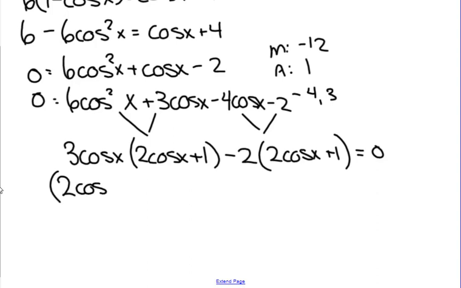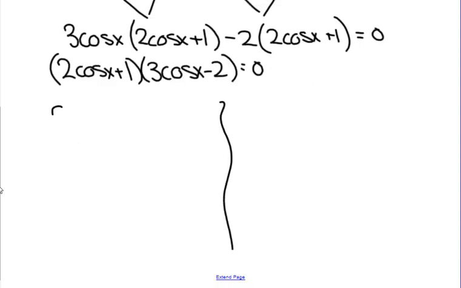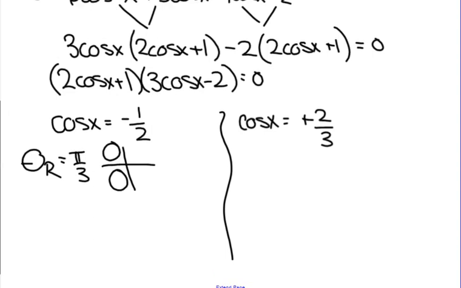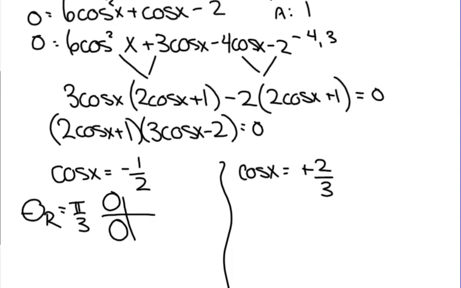So 2 cos of x plus 1 and 3 cos of x subtract 2 equal to 0. Take each piece, we split it. So cos of x is equal to negative 1/2, and cos of x is equal to positive 2/3. Well, cos of x is equal to 1/2 happens at pi over 3, and cos is negative. And then from there, we can also split the other side, set it equal to 0.